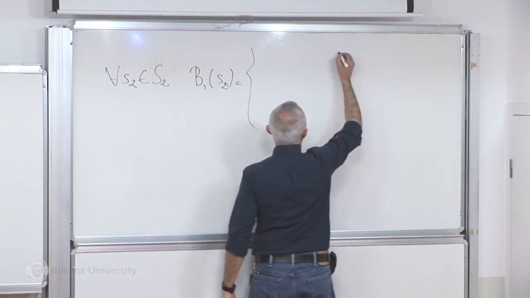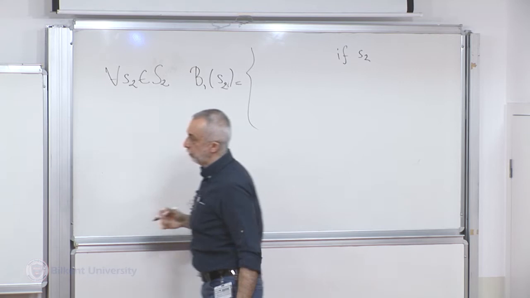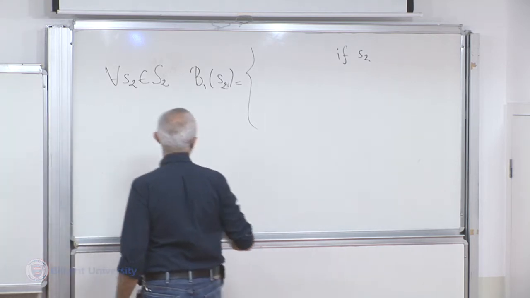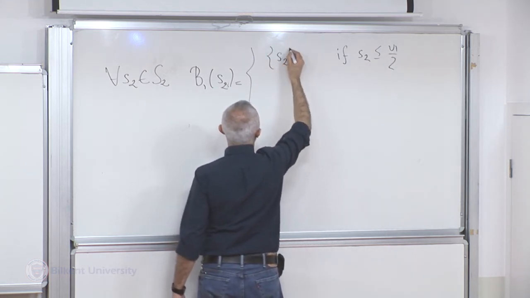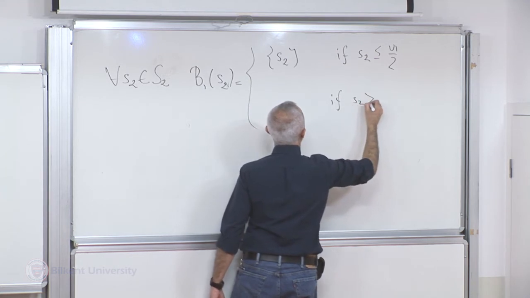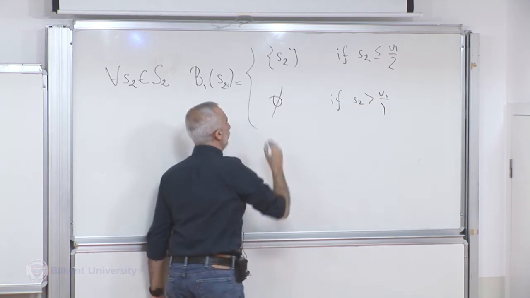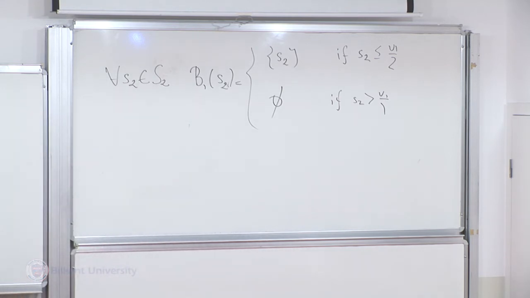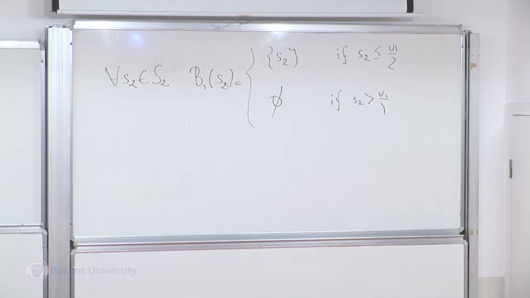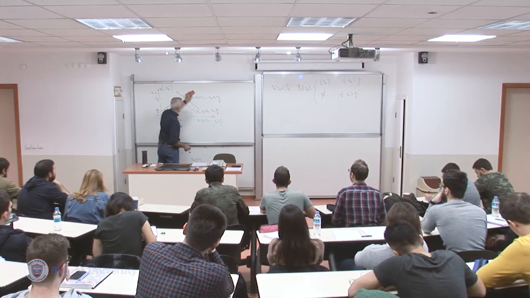So if S2, so it's the black or the red, is less than or equal to V1 over 2, the best response is S2. If S2 is bigger than V1 over 2, there's no best response. That's it for player 1. Okay? And then we play the same game with player 2. So actually, let me use this picture again. I'll make slight changes. Let me erase this part.